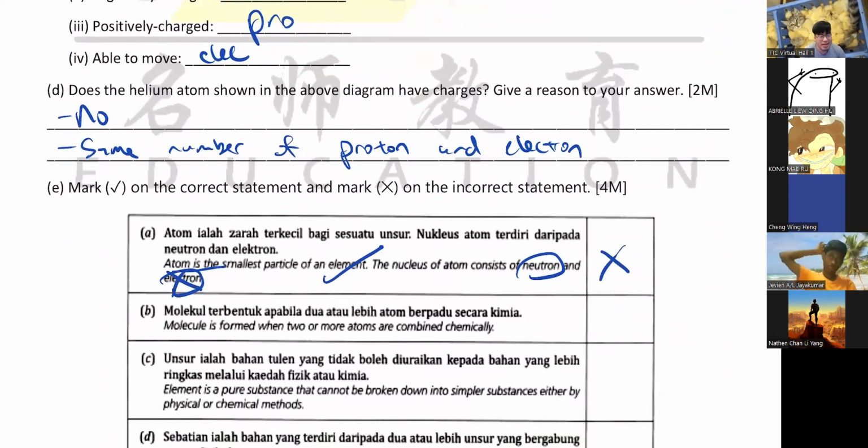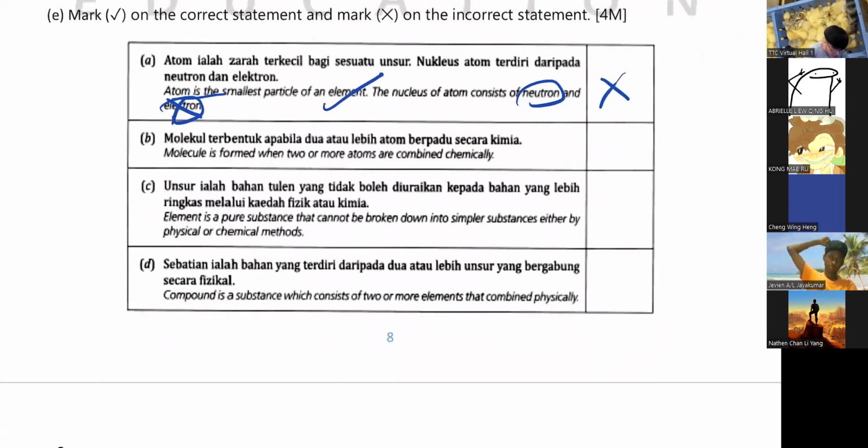Okay, guys, can you understand this? So B, molecule is formed when 2 or more atoms are combined chemically. 2 or more atoms combined, so it's a molecule, yes. C, element is a pure substance that cannot be broken down into simpler substance either by physical or chemical methods. Yes, like pure gold is pure gold. You cannot break gold into any smaller atoms.